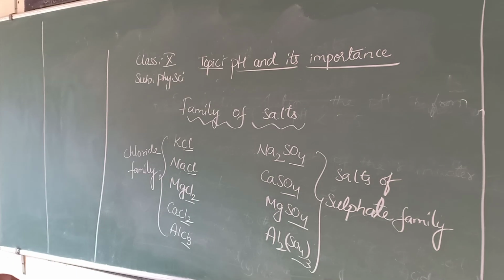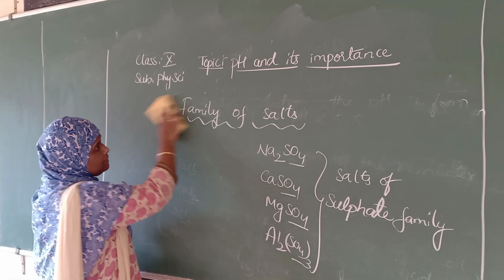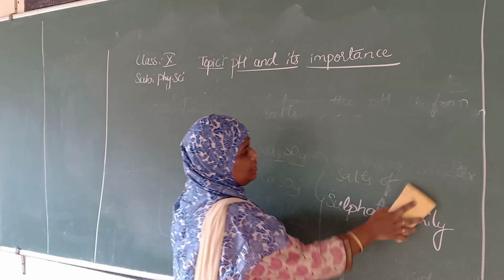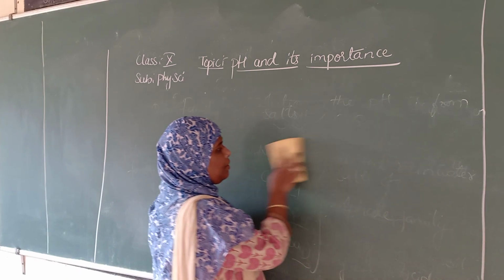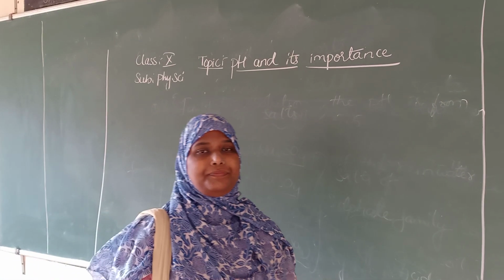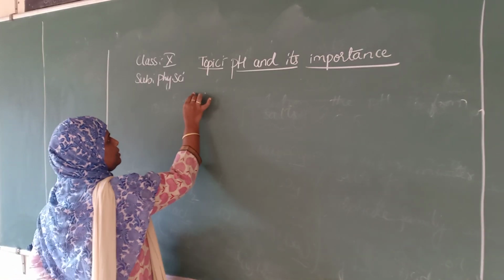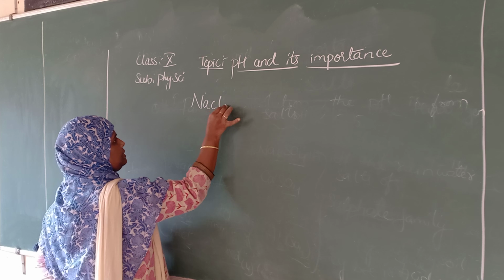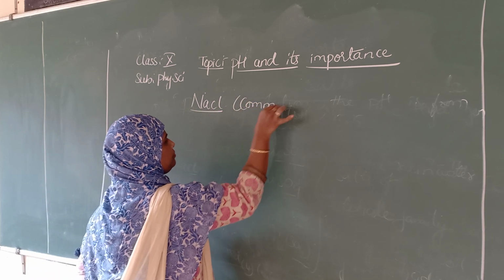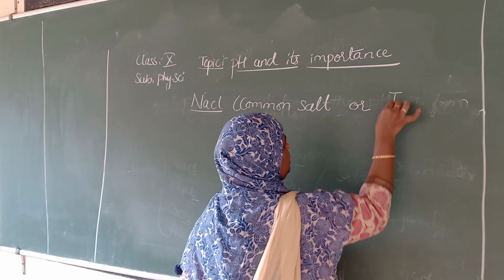Okay, so first let us see what is a salt. Already we have discussed that salts are formed when an acid reacts with a base. Salts are nothing but the ionic compounds formed when an acid reacts with a base. So let us see a few salts. Let us deal with the common salt, the table salt.